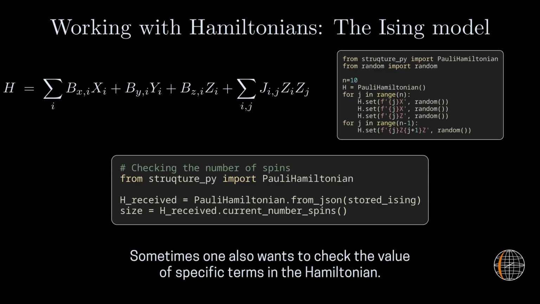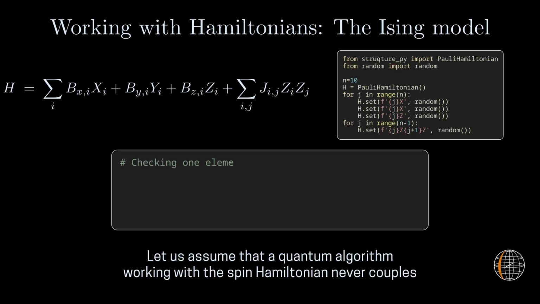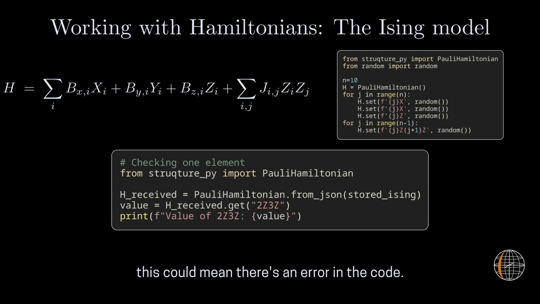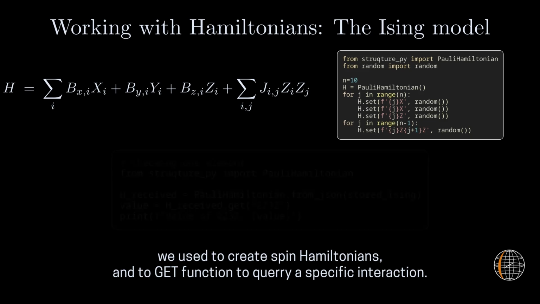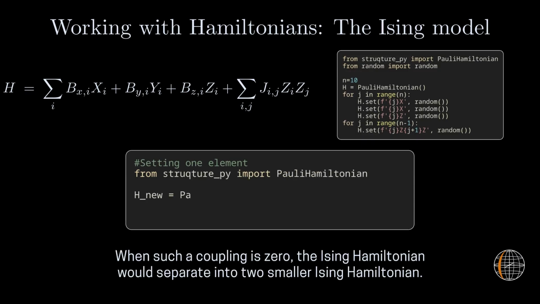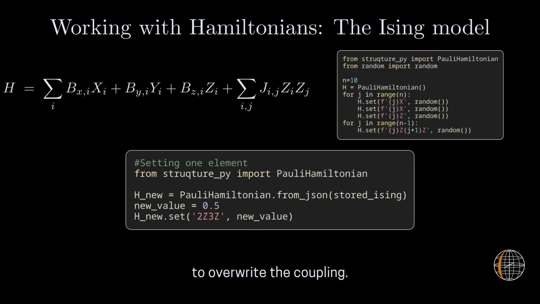Sometimes one also wants to check the value of specific terms in the Hamiltonian. Let us assume that a quantum algorithm working with the spin Hamiltonian never couples qubits 2 and 3. Unless the coupling between spin 2 and 3 is also 0, this could mean there is an error in the code. We use the same indexing we use to create spin Hamiltonians and the get function to query a specific interaction. When such a coupling is 0, the Ising Hamiltonian would separate into two smaller Ising Hamiltonians. If we don't want this, we can again use the indexing and the set function to override the coupling.